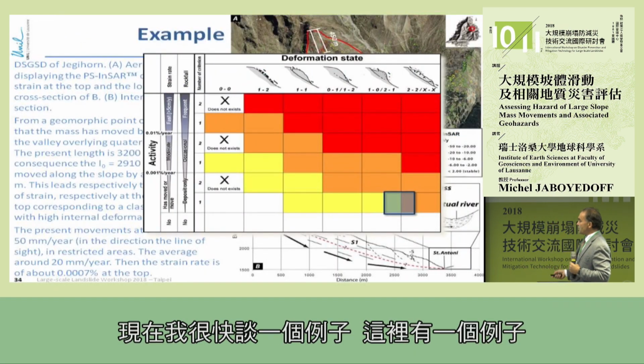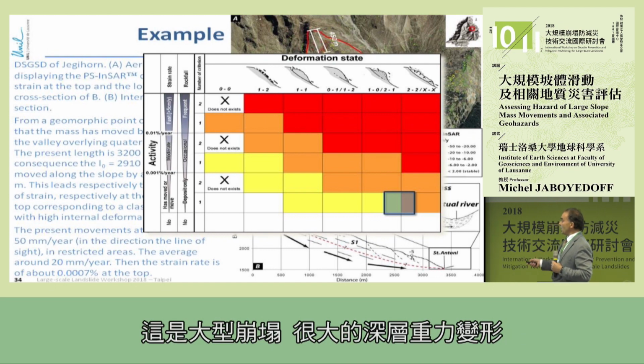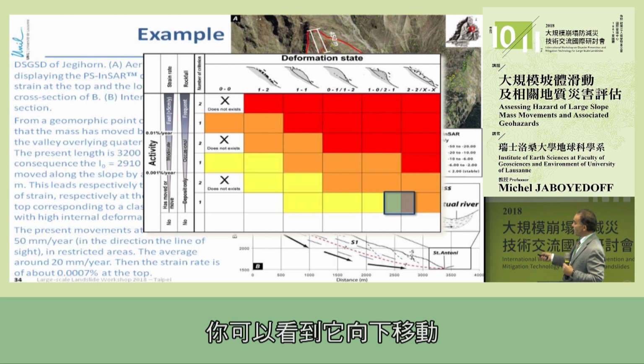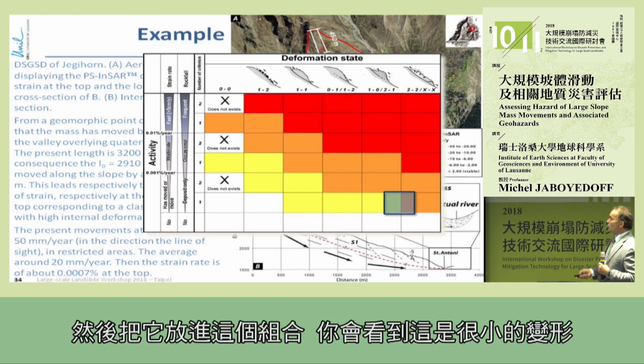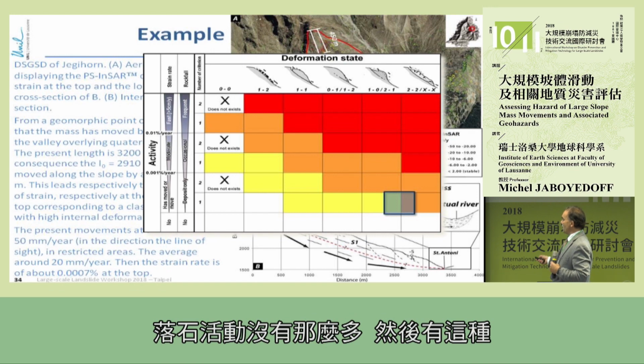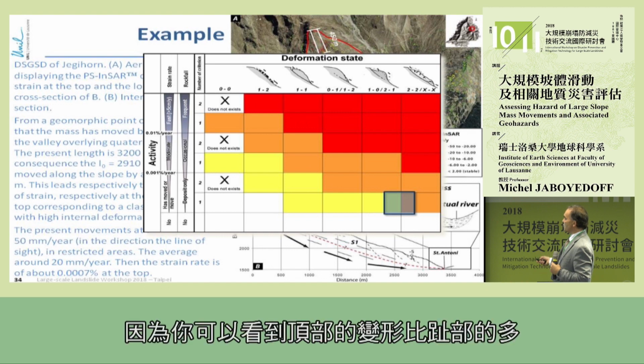Here is an example. This is a large landslide, a large deep-seated gravitational deformation, and you can see that it is moving down 450 meters on top, 300 meters down, and then we try to put it in this scheme. And you will see that this has a very low deformation, not so much activity in rockfall, and then we are in this type, very large, in this type of movement, because you see you have more deformation at the top than at the toe.